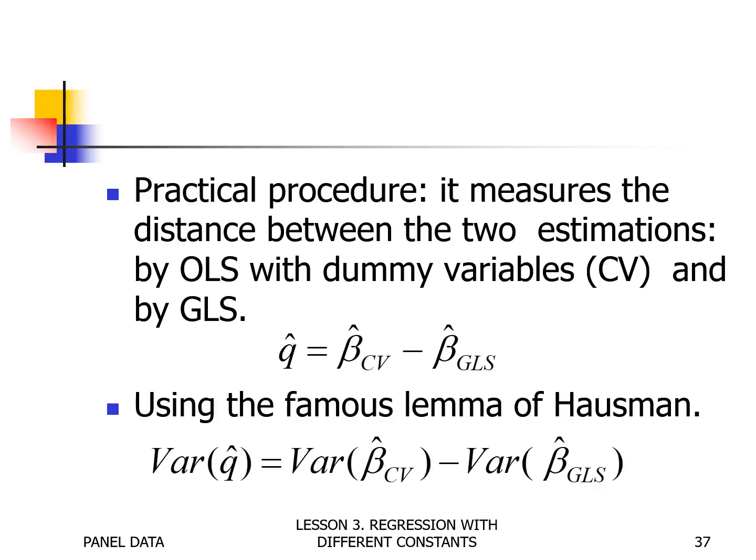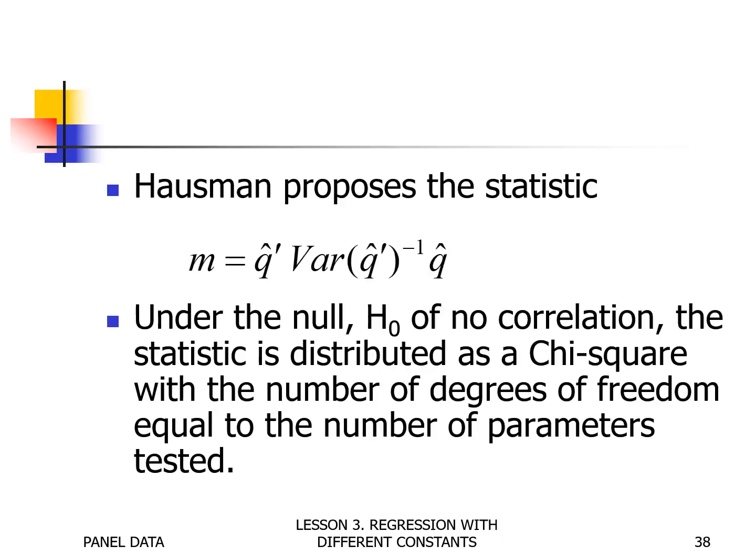Using the famous lemma of Hausman that says that the variance of Q hat is the difference of the two variances, something which is not obvious, but it is very interesting and very practical in this setup. What he does is he constructs a Hausman test. He proposes the statistic M. If he should have called it H, he would be given a Nobel Prize, but he called it M, so it's not associated directly with his name.